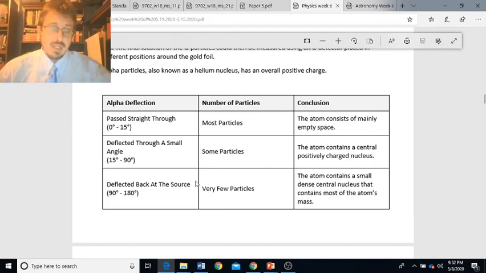And then the final observation, that a few particles were deflected back towards the source at a very steep angle. The conclusion there is that the atom contains a small, dense central nucleus that contains most of the atom's mass. If there was almost a head-on collision, then the really strong positive charges would repel and turn that particle back around. That indicated that the substance of the atom was contained in a very small, dense central nucleus.